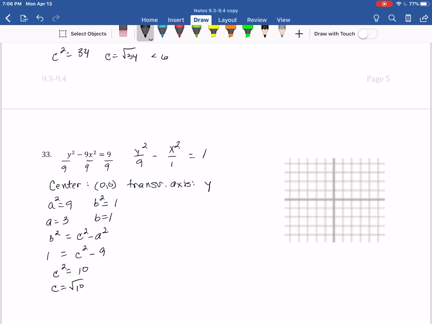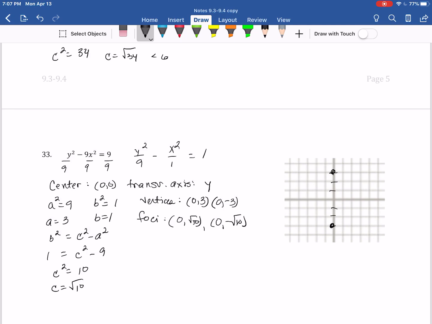In addition to the center and the transverse axis, we need the vertices. The distance from the center to the vertices is a. A is the distance of 3. We want to travel along the y-axis, up 3, 1, 2, 3, and down 3. All right, good. So the ordered pairs are 0, 3 and 0, negative 3. The foci are also on the transverse axis, at a distance of root 10. So 0, root 10, and 0, negative root 10. A little bit beyond the vertices, up and down.